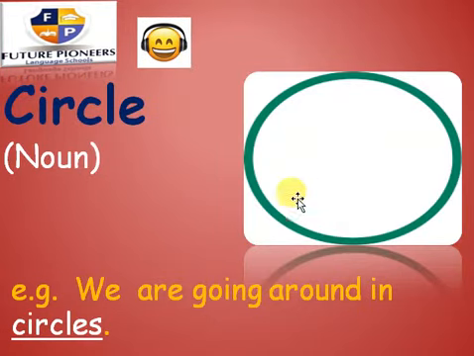And can you see here another shape? It's a circle. Circle. One more time. Circle. And we got E at the end of this word, circle. It's a thing, so it's a shape, so it's a noun, and it means a continuous curved line. The points of each are always the same distance from the fixed central point. This is the fixed central point, the middle here. Example: We are going around in circles.